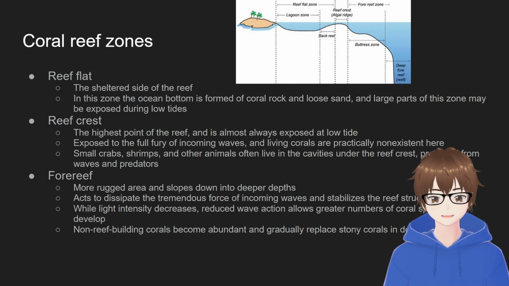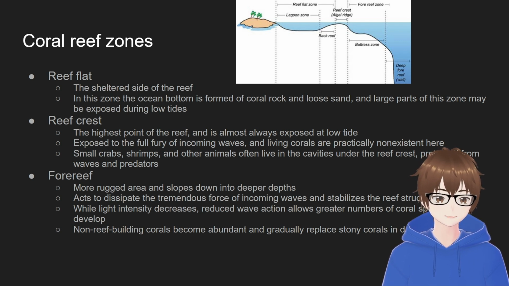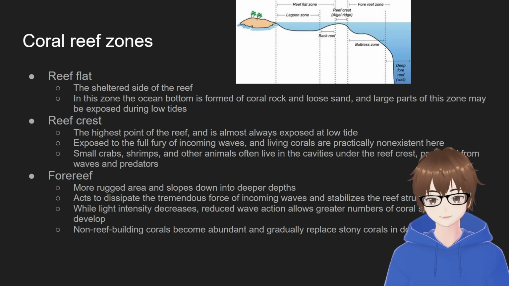Then we have the fore-reef, which is the very front of the reef crest. It's a more rugged area and slopes down into the deeper depths. It acts to dissipate the tremendous force of incoming waves and stabilizes the reef structure. While the light intensity decreases here, reduced wave action allows for a greater number of corals to develop. Then non-reef building corals become abundant and gradually replace stony corals in deeper, darker waters.